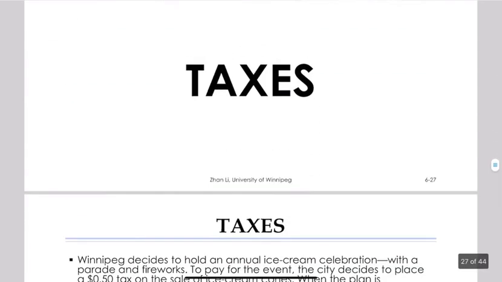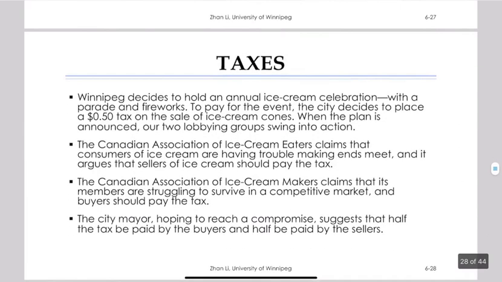Okay, now let's talk about the second policy. It's about taxes. So we are basically talking about sales taxes. And I can imagine this is an important topic, right? Because taxes are universal. They're everywhere, right?